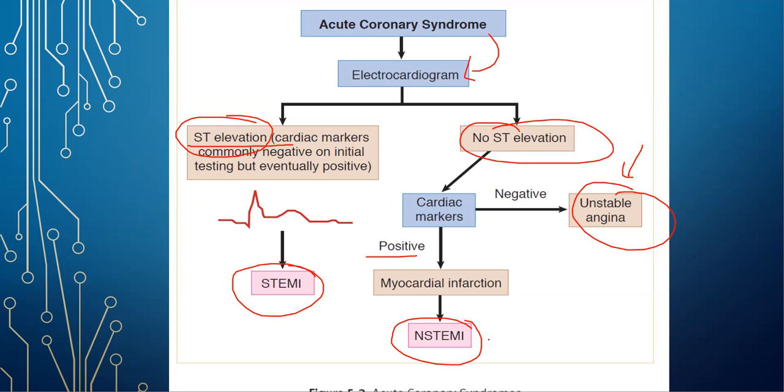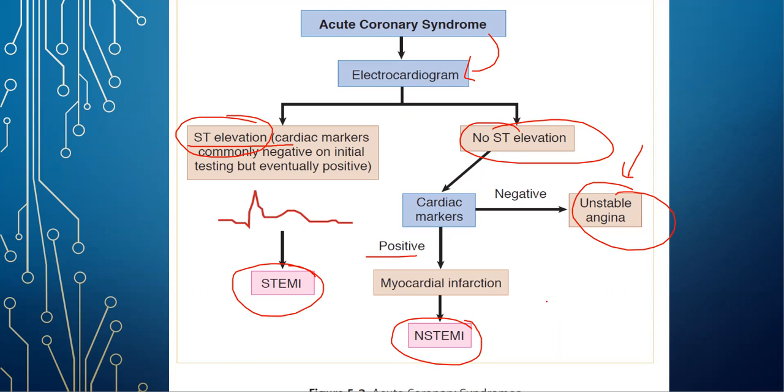That means there is no ST elevation, but cardiac marker is elevated. So the term that we use for such case is non-ST elevated myocardial infarction. So that's one of the important things: if we don't get ST elevation on ECG, but still the patient has got chest pain, we should do a cardiac troponin and then we can differentiate between these two.